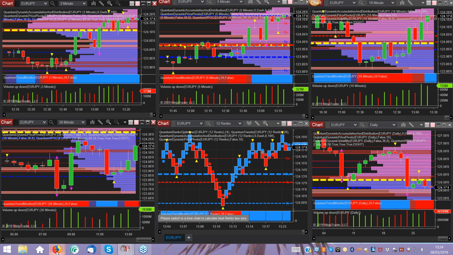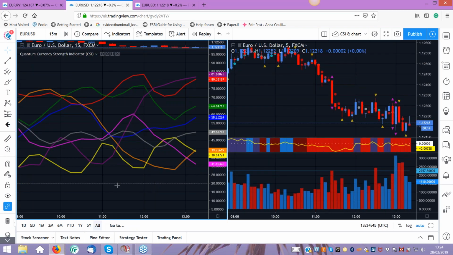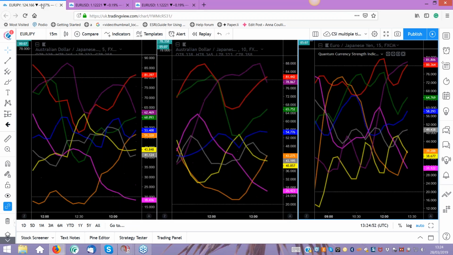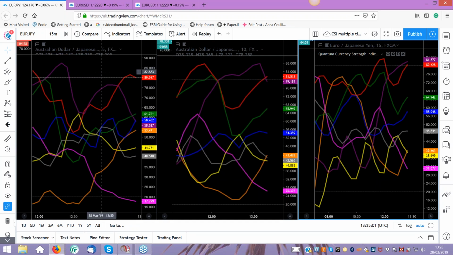Let me just pull up the, here we are. This is on Trading View. I know we focus a lot on NinjaTrader. I just wanted to pull this up as well. I've got several layouts here. This is on multiple time frames of the CSI. If you're not familiar with Trading View, it's a great platform.